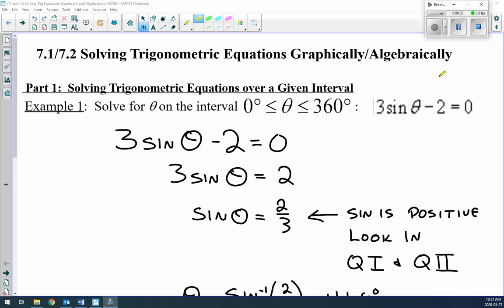Grade 12 pre-cal, lesson 7.1/7.2. It's quite a long lesson. There's like 10 pages, I think, in this one, so bear with me. So let's start with part one, solving trigonometric equations over a given interval.